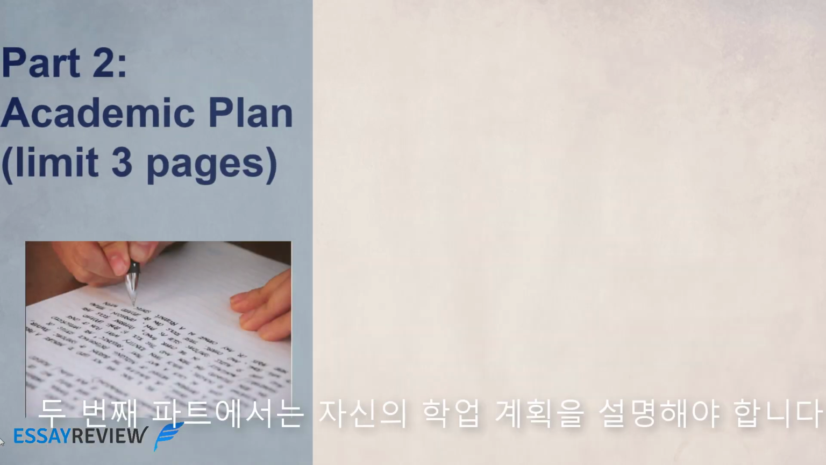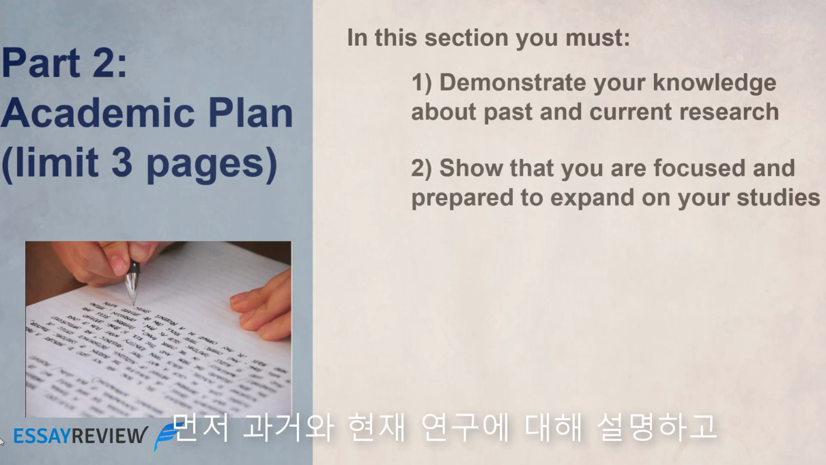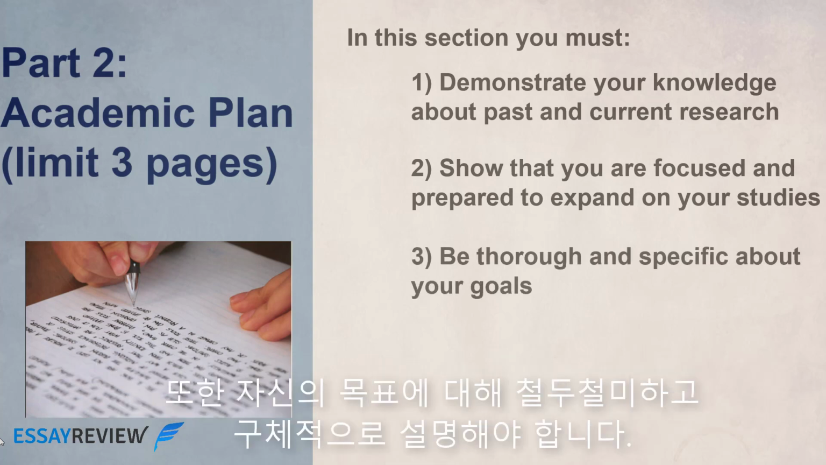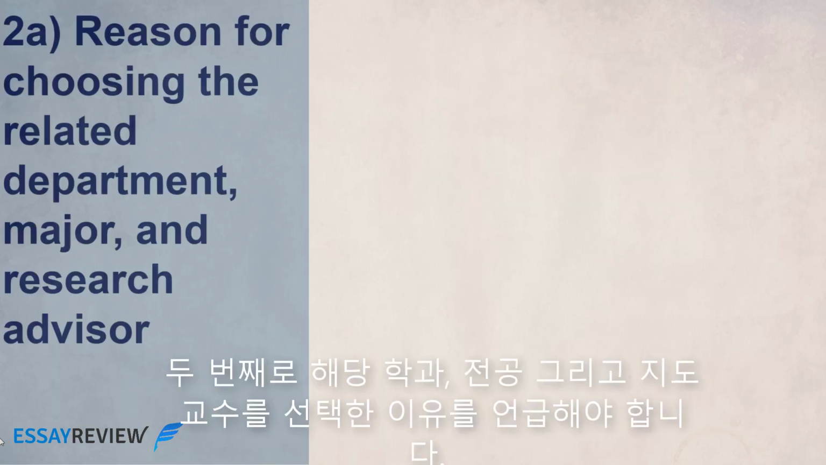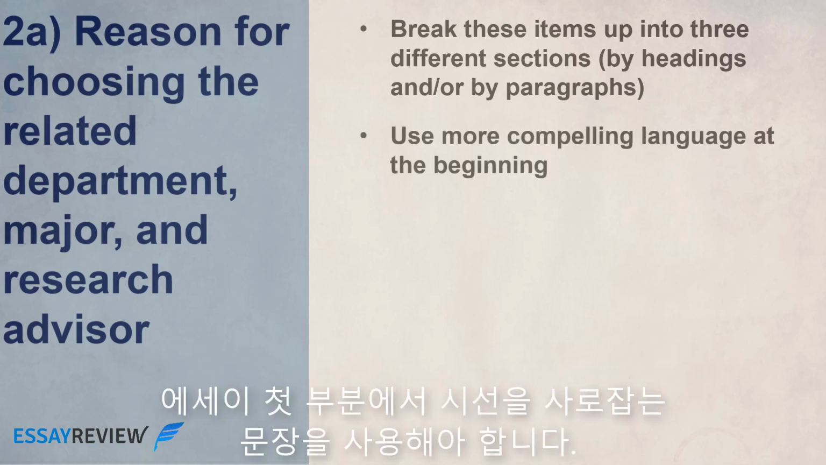In part 2, you should list your academic plan. In this section, you must demonstrate your knowledge about past and current research, show that you are focused and prepared to expand on your studies, and be thorough and specific about your goals. In the first section, you should give a reason for choosing the related department, major, and your research advisor. One good way to approach this is to break these items up into 3 different sections, perhaps by headings or by paragraphs. You should use the more compelling language at the beginning.